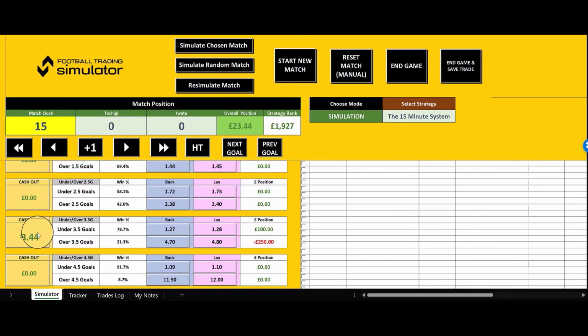And we've got a profit, and so we will just get that profit locked in, and it's going to start to maybe claw us back. Let's see what happens from here. Let's just get it locked in. And then we want to end the game and get that trade saved in.